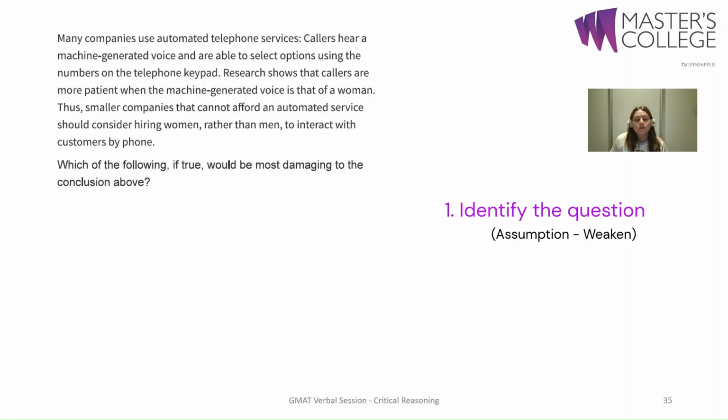How do we know that? The phrasing, basically. Since it's asking us to find which one would be the most damaging to the conclusion, we know that this is a weaken type of question.